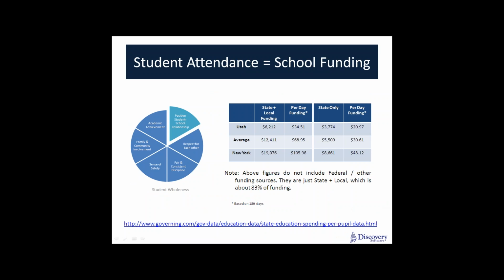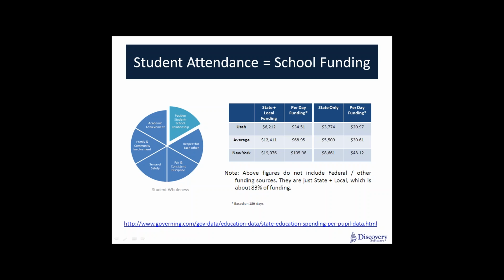This is the effect here. I've taken 3 examples. You can see the 3 rows that I've got: Utah, average, and New York. Utah refers to the state of Utah, which is the lowest funded state for education. New York is the highest funded state. And the average funding per state.